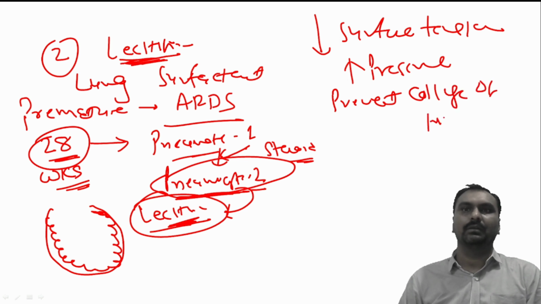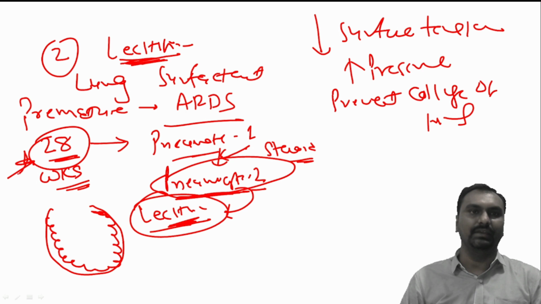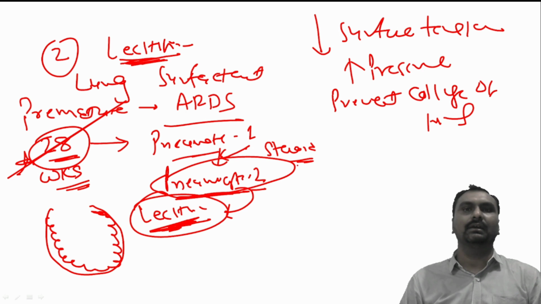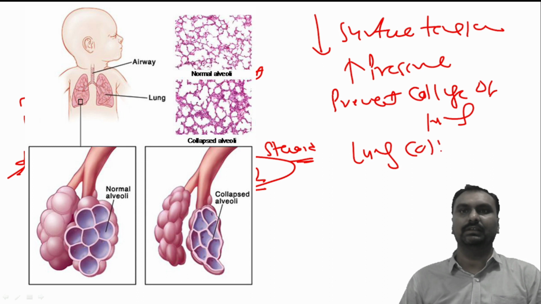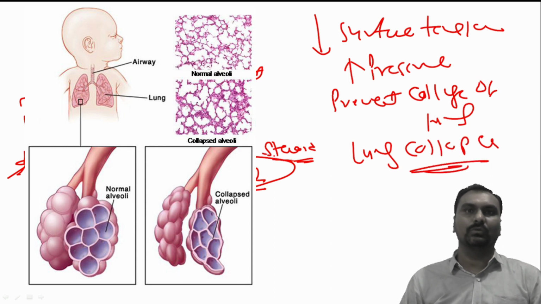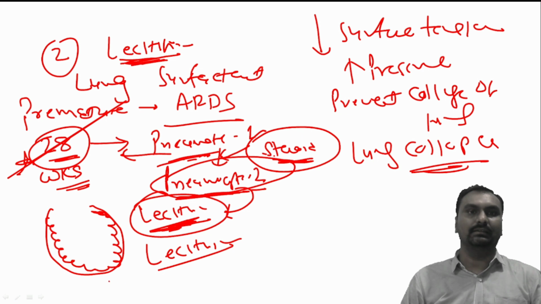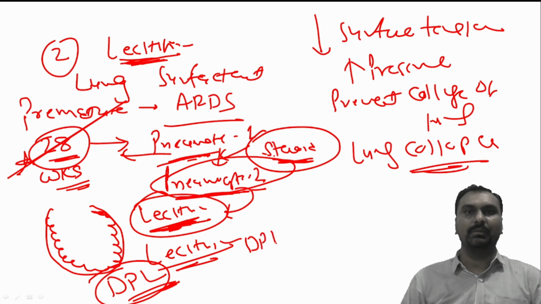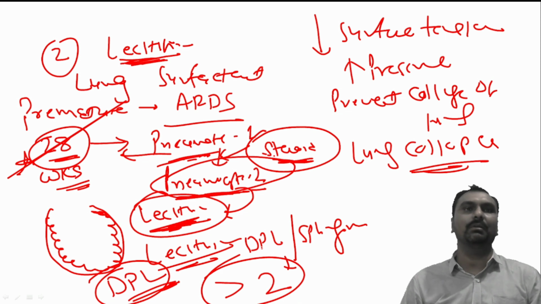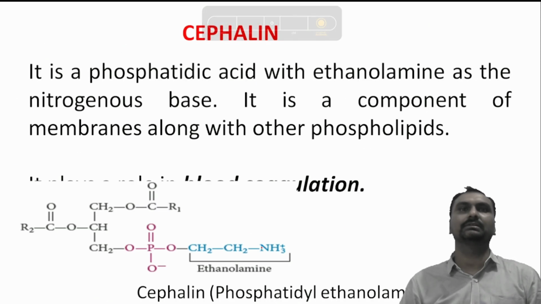By that it will increase the pressure inside the lung and prevent collapse of the lung. But in a preterm baby of less than 28 weeks, this lecithin is not produced, so there will be increased surface tension and decreased pressure inside the lung, so the lung will collapse. That is called acute respiratory distress syndrome. So preterm babies are given steroids as well as surfactant. As such, the lecithin is in the form of dipalmitoyl lecithin. If the dipalmitoyl lecithin to sphingomyelin ratio is more than 2, it is suggestive of lung maturity. These are the two clinical applications of lecithin.